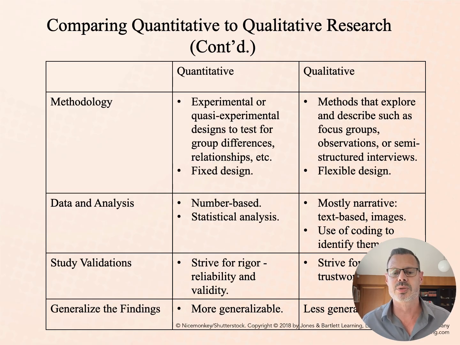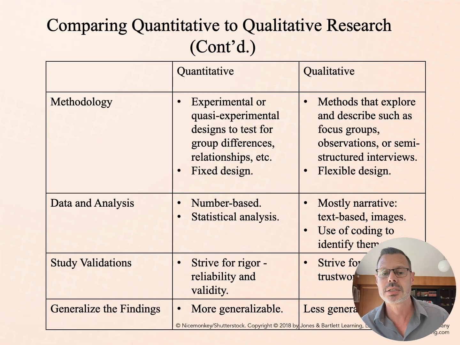In qualitative research, right, our methods explore and describe, like focus groups, observations, semi-structured interviews, right? So the design can be more flexible. I say it can be. I would encourage researchers who are doing qualitative research to be very specific and intentional in their design. And there are a number of designs available to us that are going to make sure that our outcome is more trustworthy, right? When you drop down to the bottom here, study validations, we talk about validity for quantitative, but we talk about trustworthiness. Is it good information when we do qualitative?